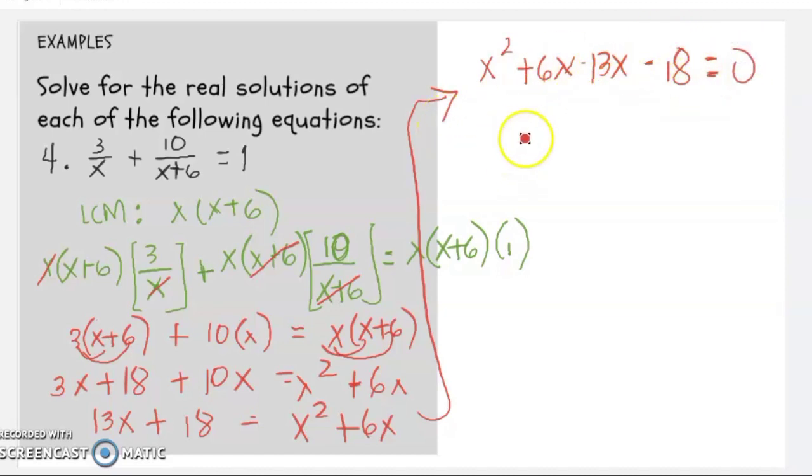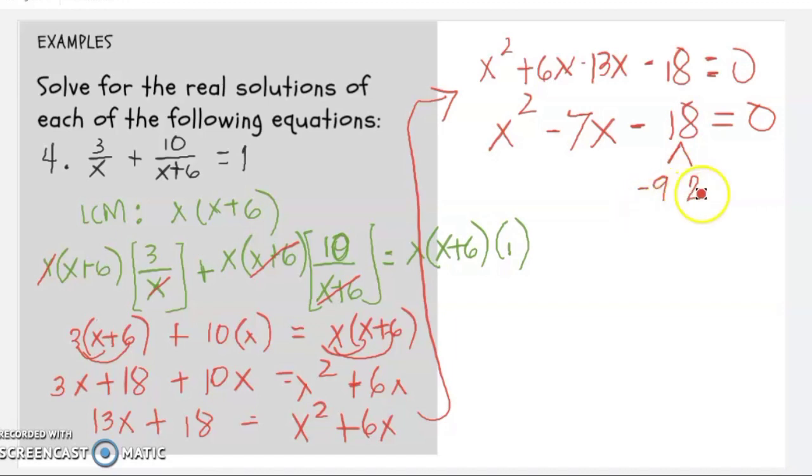So, combine like terms. So, we have x squared. 6 minus 13x is negative 7x. Minus 18 is equal to 0. Pwede ba itong isolve by factoring? So, what are the factors of 18 na kapag pinag-add ko, negative 7 ang kalalabasan? Okay. So, the factors of 18 is 9, negative 9, tsaka positive 2, diba? Negative 9 plus 2 is negative 7.